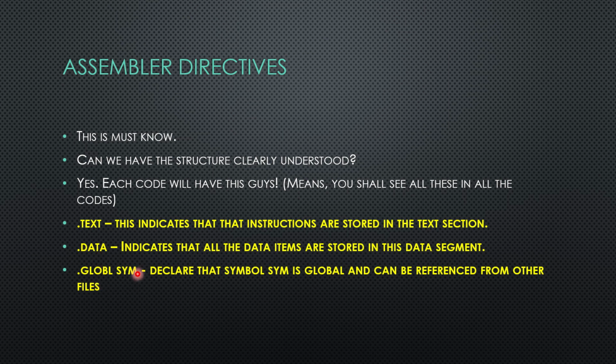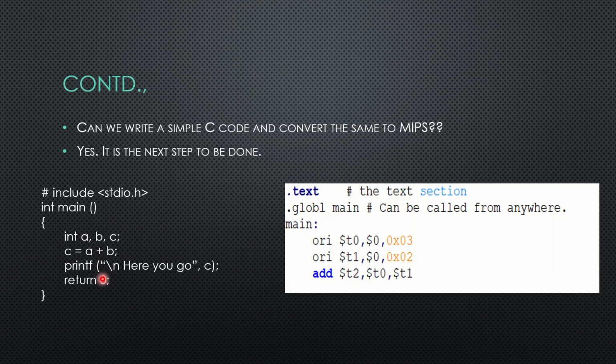And this .global, whatever you mention here, says that the symbol SYM is the symbol that we have used here, and that symbol is global and can be referenced from other files. These three are very important, and remember: text, data and global. These three will be part of almost every piece of code that we are writing.